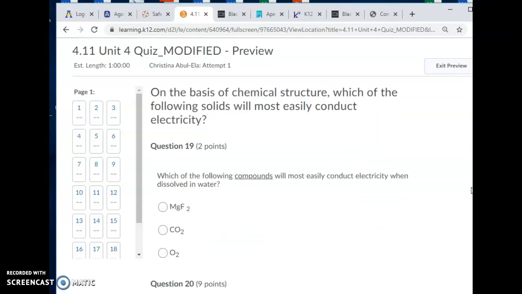Question 19. Which of the following compounds will most easily conduct electricity when dissolved in water? MgF2 magnesium fluoride, CO2 carbon dioxide, or O2 oxygen gas?